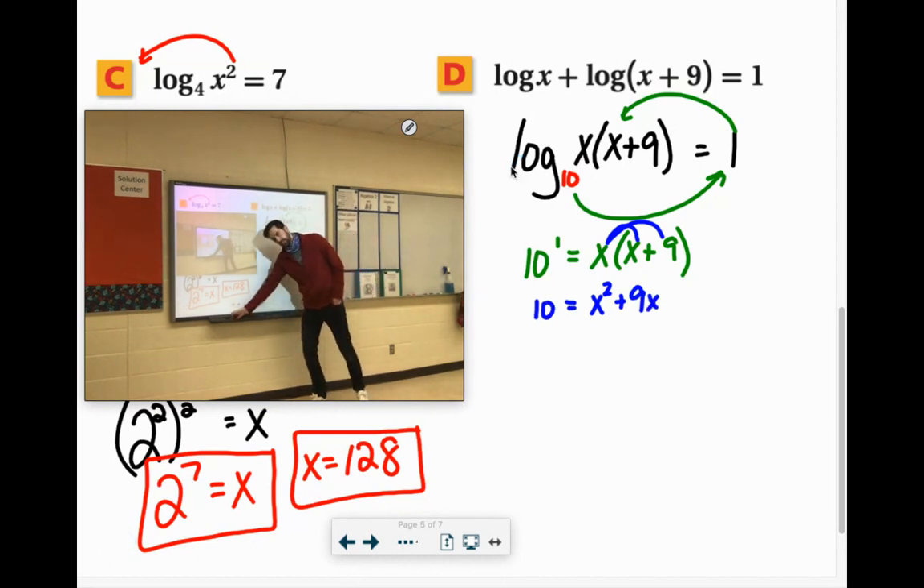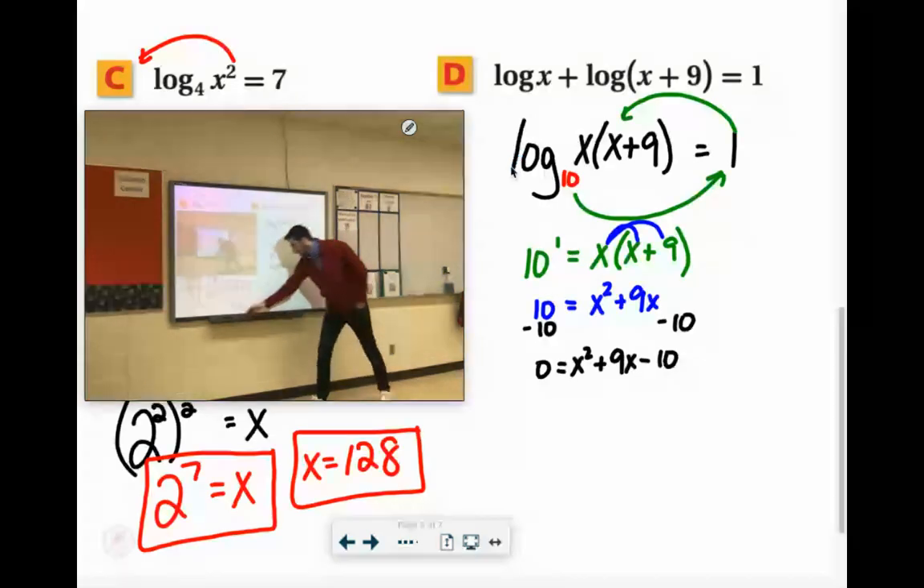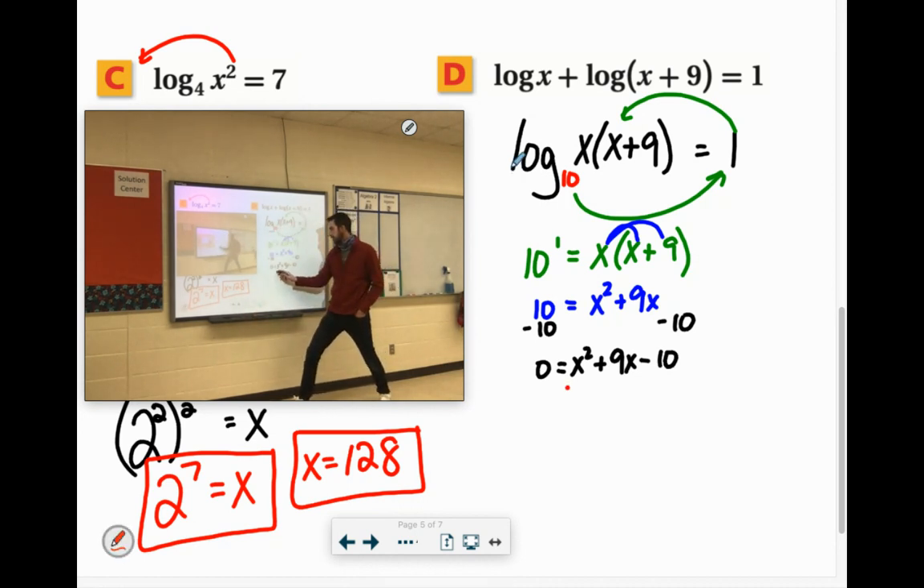And you're like, oh, that looks familiar to some other stuff we've done. So we can subtract 10 from both sides. You're left with 0 equals x squared plus 9x minus 10, okay? And then you're like, oh, well, this can factor to x plus 10 and x minus 1, which gives us two answers. It gives us x equals negative 10 and x equals positive 1.